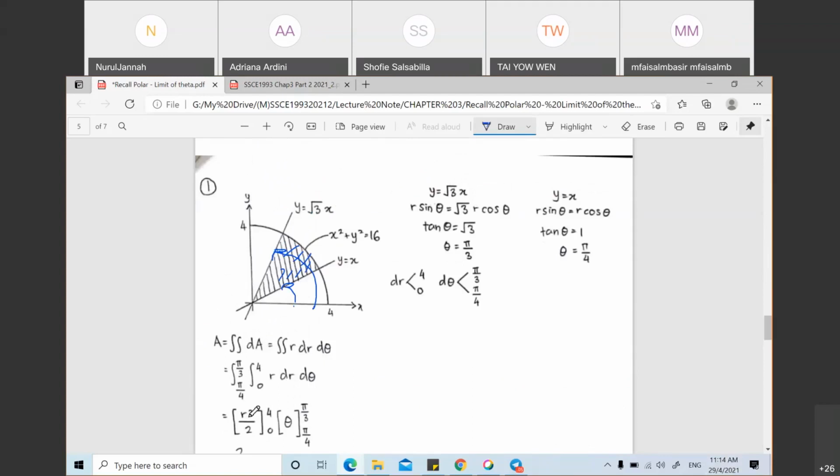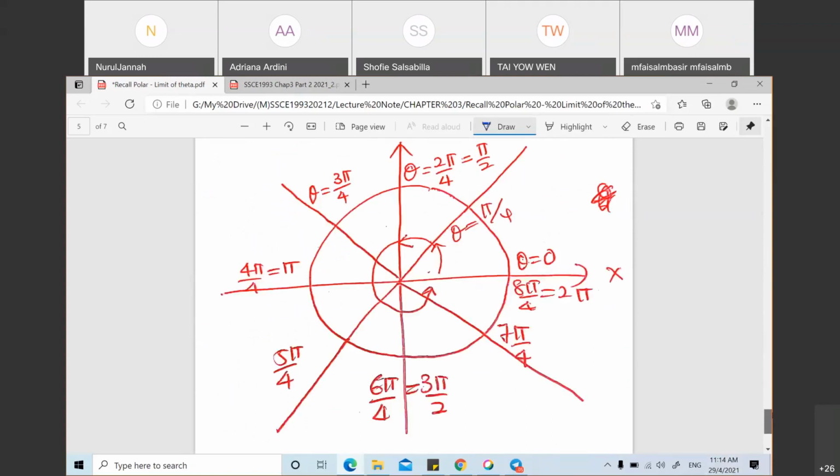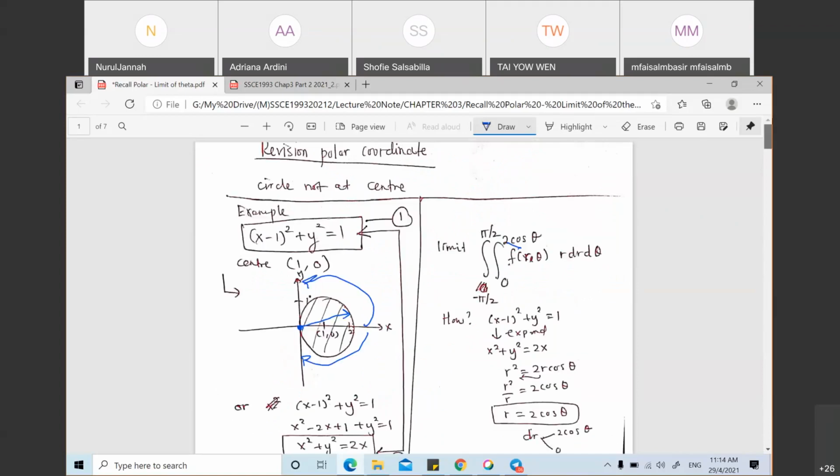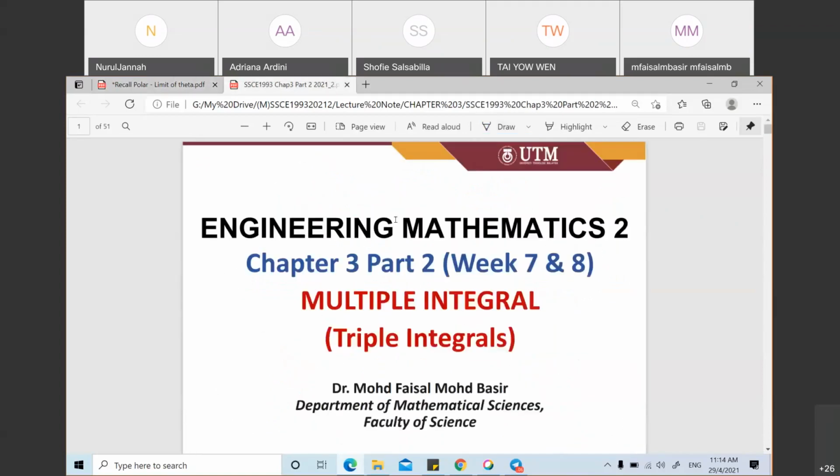Okay, this is the main thing. The others are your work from Engineering Mathematics 1. Okay, so remember this. If I ask you to do a poster, make sure you include all this. Okay. So we have done chapter 3 part 1.